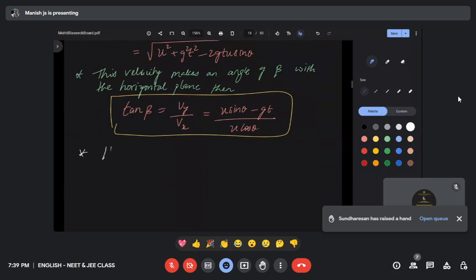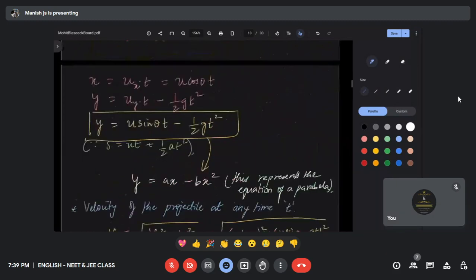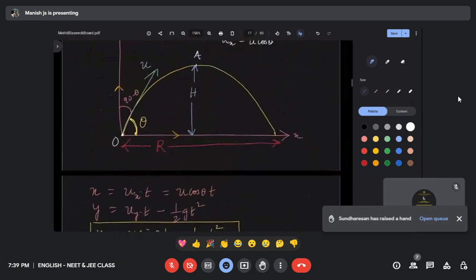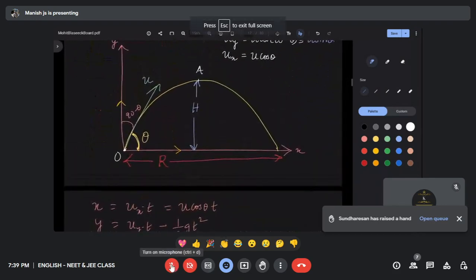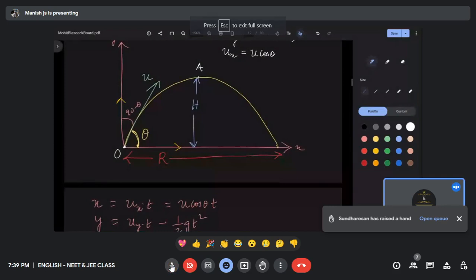The horizontal range of the projectile is given by the letter R. You can see the horizontal distance that it has covered from point O. Mani Sundaresan has got some question, I think. Yes, Sundaresan? You can ask.